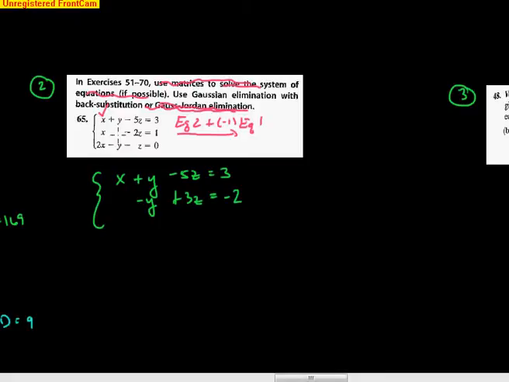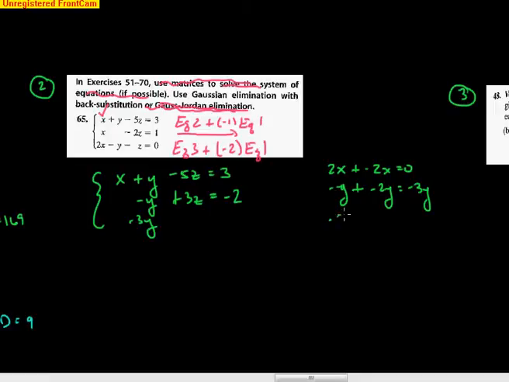And now I'll do a similar thing with equation 3. I'm going to take equation 3, and I want to get rid of this 2x, so multiply equation 1 by negative 2. So now those I'll do right over here. Okay? So that's going to be 2x plus negative 2x, which goes away. Negative y plus negative 2y, negative 3y. Negative z plus 10z, that's 9z.